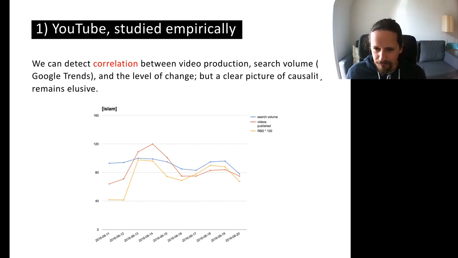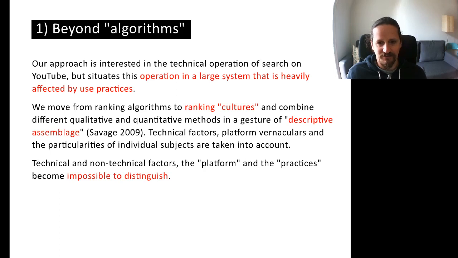So again, the people play an important role in the outcomes. In the end, we have this very complex situation where we have a very large system that has on the one side complex technologies and a lot of use practices that play a role. This is why that paper is called From Ranking Algorithms to Ranking Cultures, because in the end, it's the combination of the technical and the social, and maybe we don't even want to distinguish these two factors in the first place, but it's still a way of talking about this. An interesting method that we encountered in that context is Savage's notion of descriptive assemblage. He says, if you want to study something that's quite complex, you have to combine different modes of description and articulate them. And we really try to do that here.